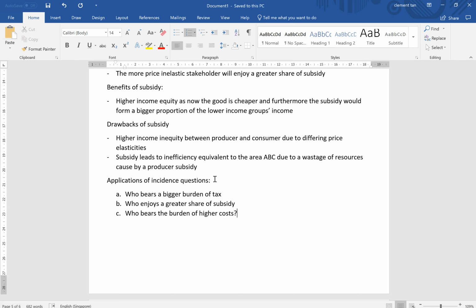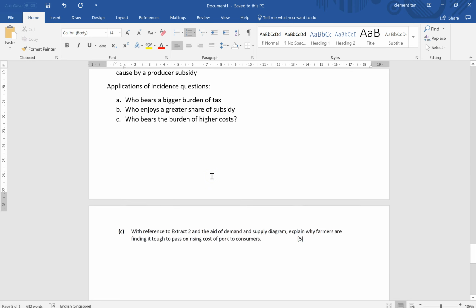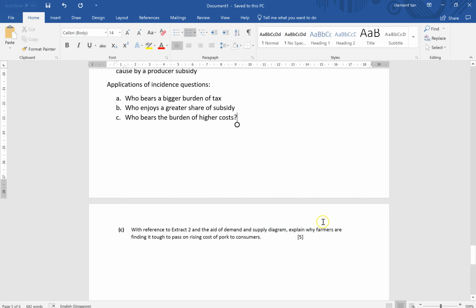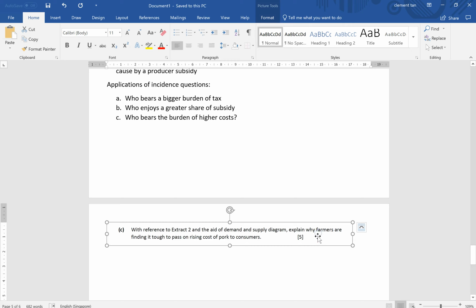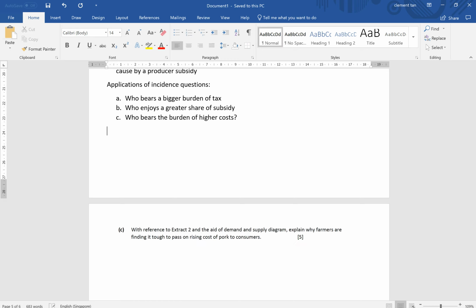If you look at this question, they are asking why farmers are finding it tough to pass on rising costs of pork to consumers. If you look at the case study, the reason why pork cost is increasing is because of the feedstock, the grain to be fed to the pigs. Again, let me just show you how to do it. So rule of thumb for this question, right?